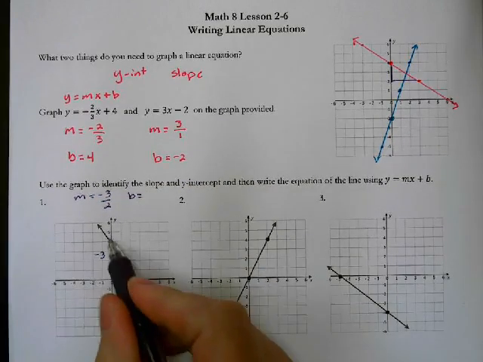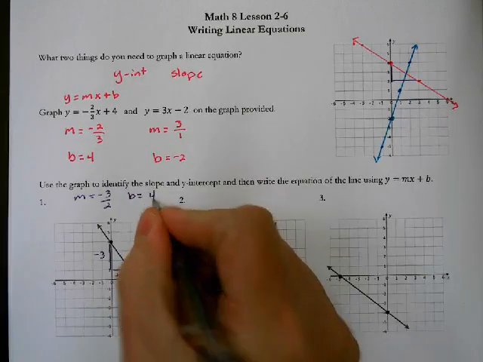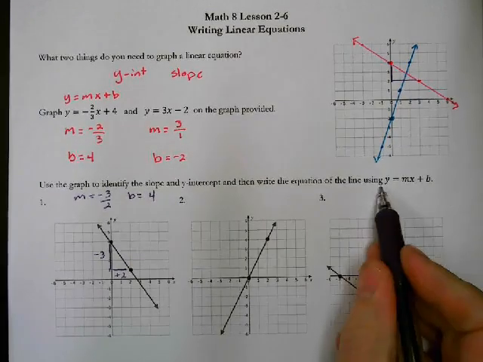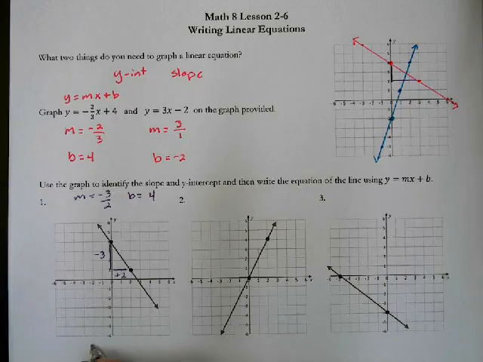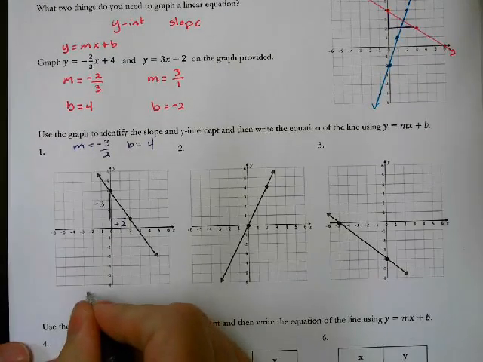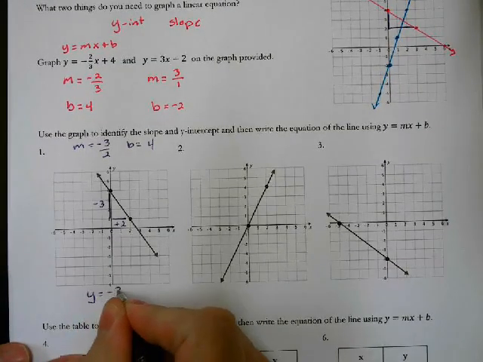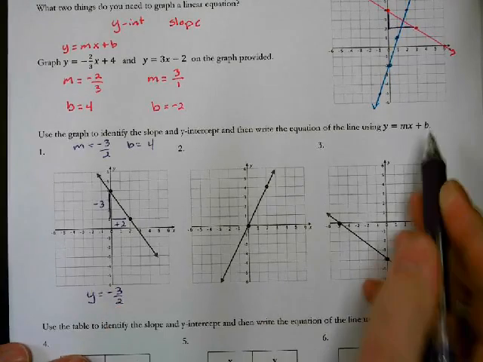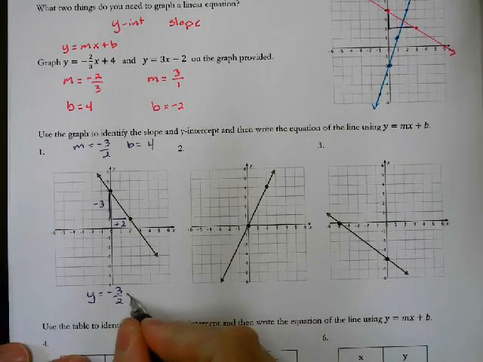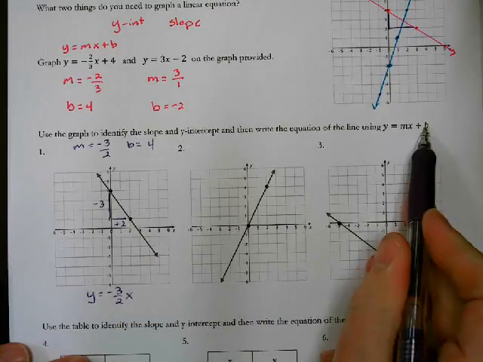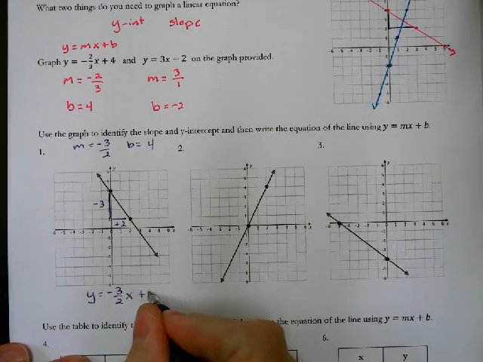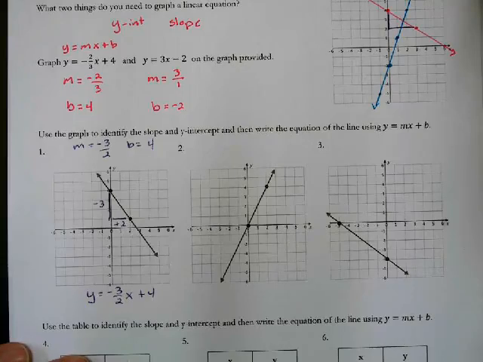My y-intercept is right here at positive 4. I'm now ready to write the equation. y equals m. M, in this case, is negative 3 over 2. Then I write x. And then the y-intercept is b, so plus 4. There's the equation of the line. I'm just working backwards.